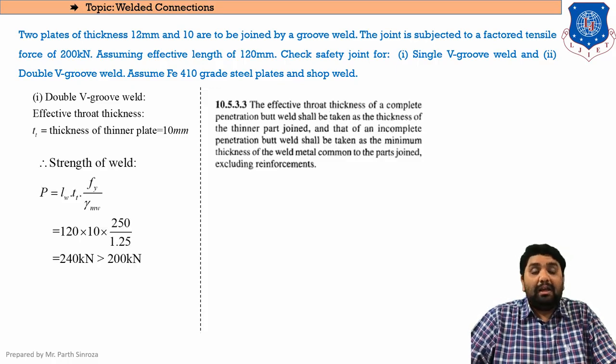Now moving forward, we need to identify again the value of P. As we know, the length of weld is 120. Tt in this case is 10. Fwd again will be the same, Fy upon gamma mw.